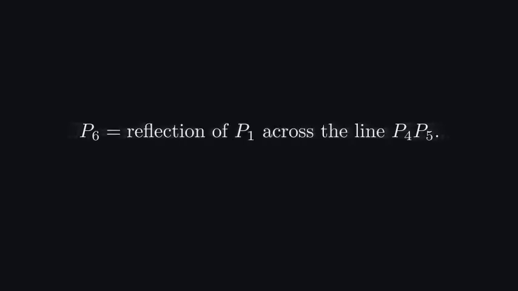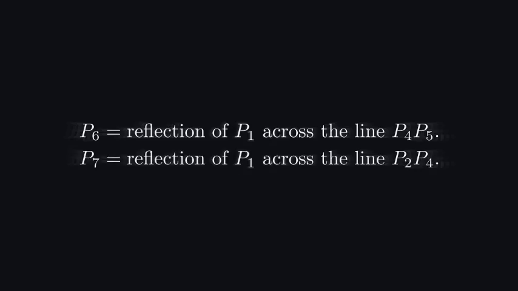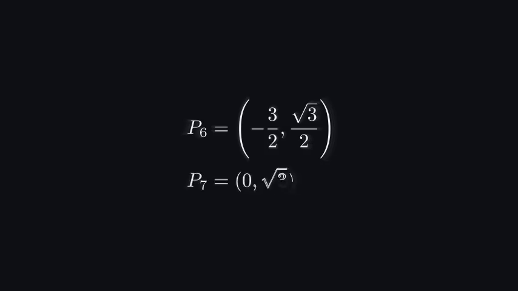P6 equals the reflection of P1 across the line P4P5. P7 equals the reflection of P1 across the line P2P4. P6 equals (-3/2, √3/2). P7 equals (0, √3).